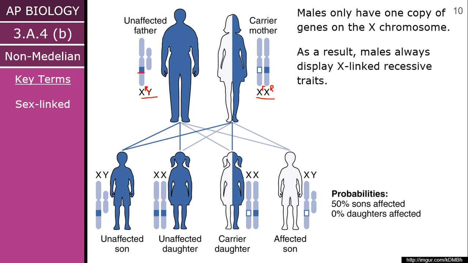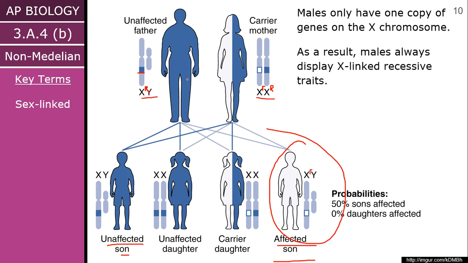So mom can pass either X little r or X big R. Dad can pass either X big R or Y. And so here are all the different possible children that they could have. They could have an unaffected son. Okay. They could have an unaffected daughter. They could have a carrier daughter, or they could have an affected son. So if mom passes X little r, so that's the affected allele, to the son, and dad passes the Y chromosome, thus making it a son, then you're going to have a son with that trait, whatever that trait is.